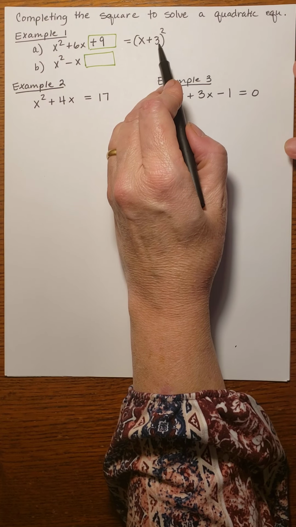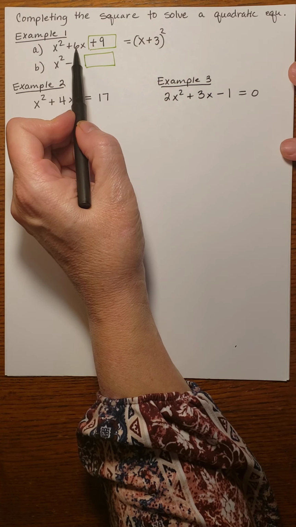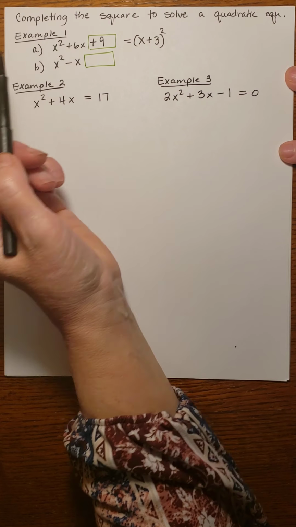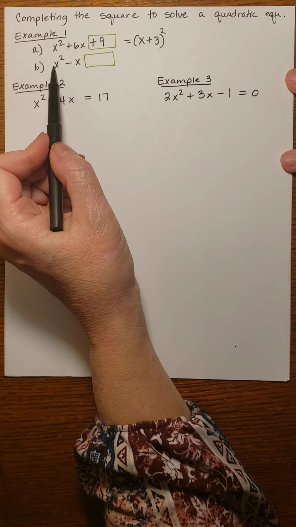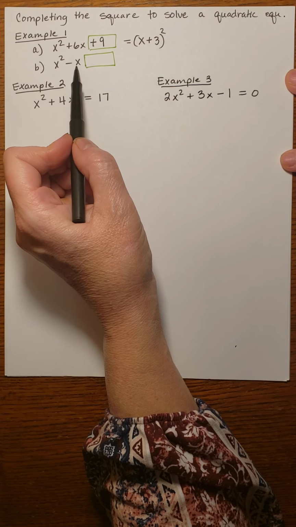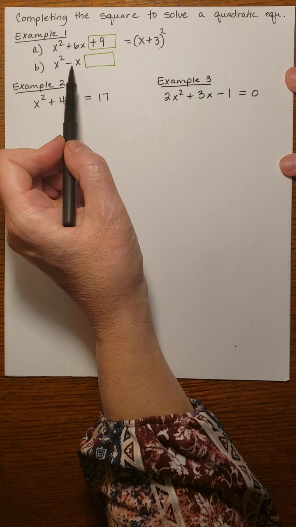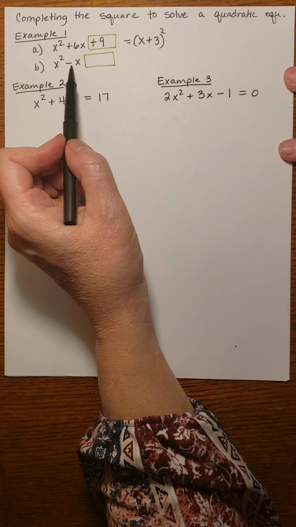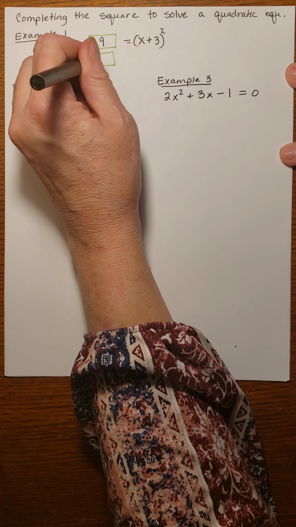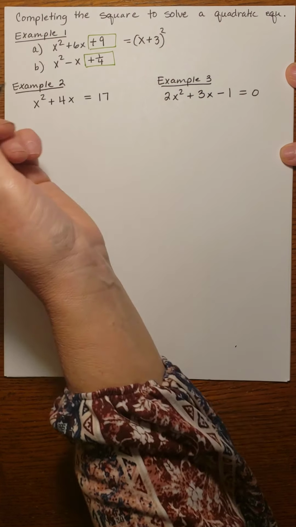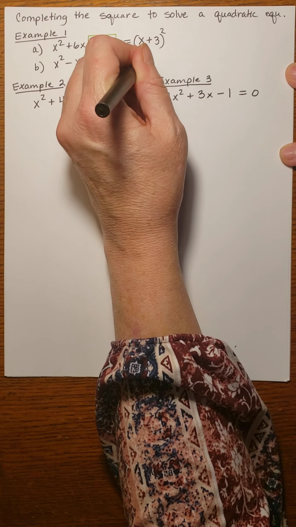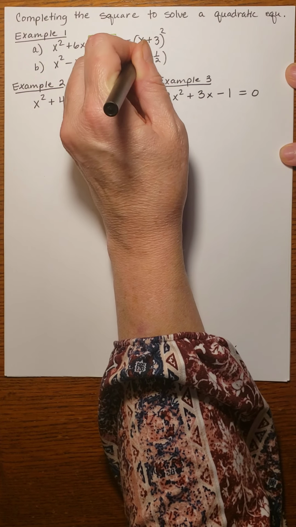And this number here is always half of your middle coefficient. Here we have -1 as our middle coefficient, and so we take half of -1, becomes -1/2, and you square it, you get 1/4. So I'm going to add 1/4 here, and that will give me x minus 1/2 squared.